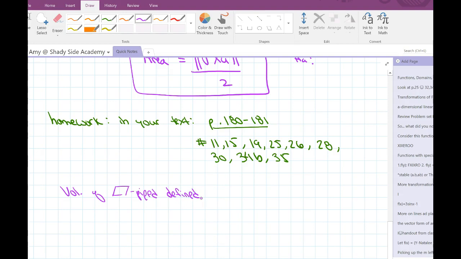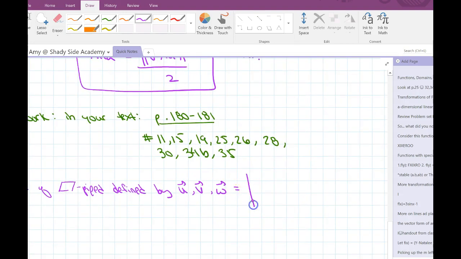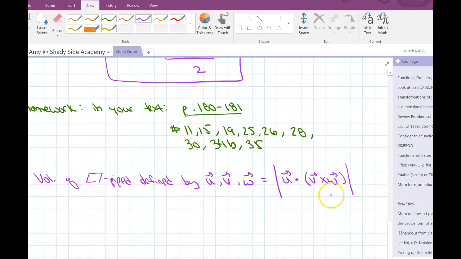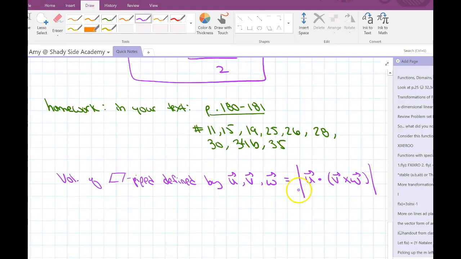The volume of a parallelepiped defined by three vectors u, v, and w is equal to, it's awesome, it's really great, the absolute value of the scalar triple product, u dot v cross w, which is pretty awesome too. And in all honesty, you can think about this proof. It's very easy reading. This proof is not very difficult at all. It's very similar to the proof I did above, but that's a great little shortcut.